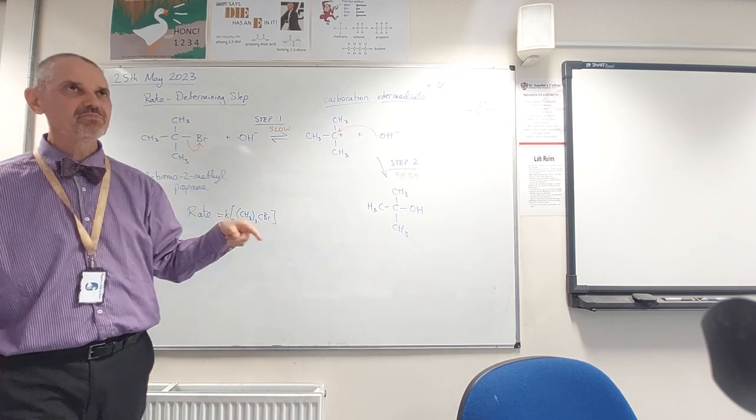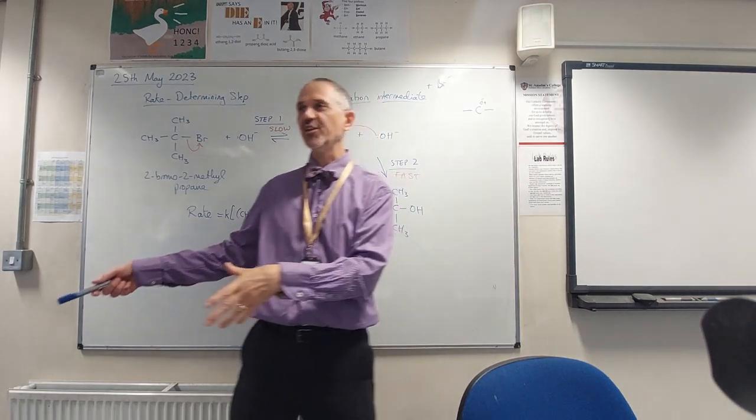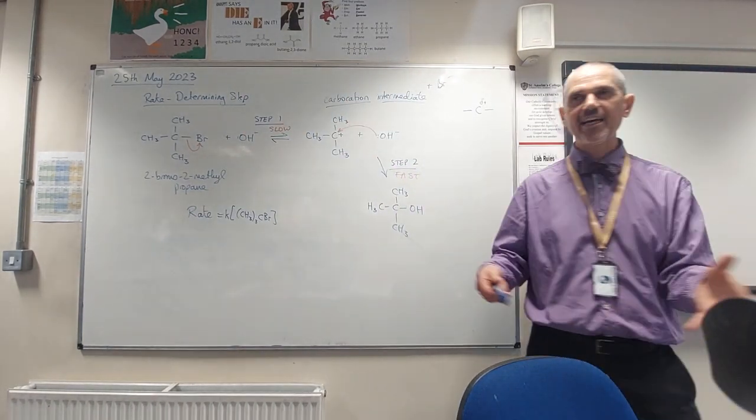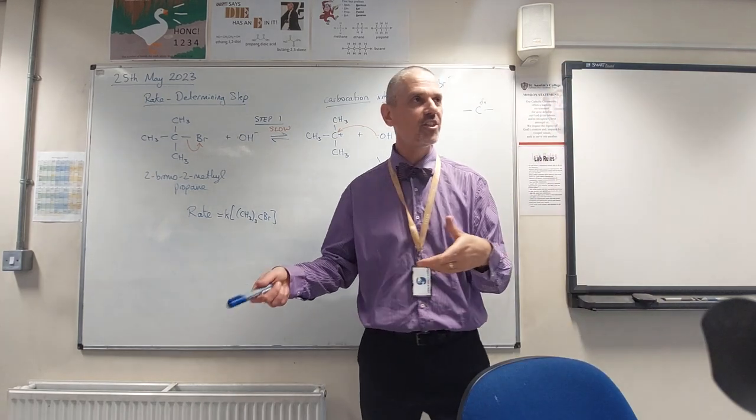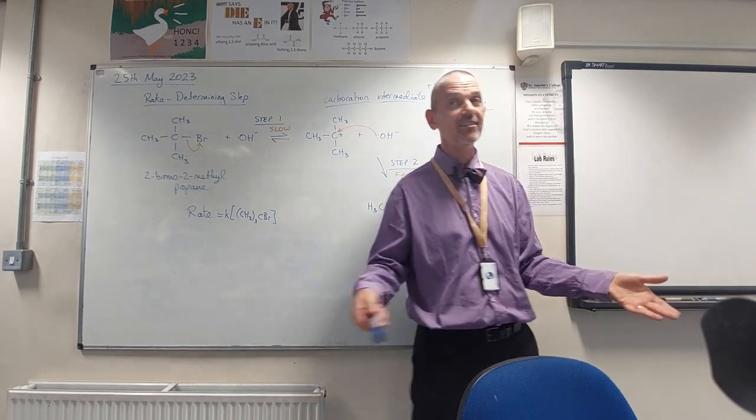Now, if you've got any process, a series of things you have to do in order to get something done, the slower step is always going to be the one which determines how fast the process goes overall. We call that the rate determining step.